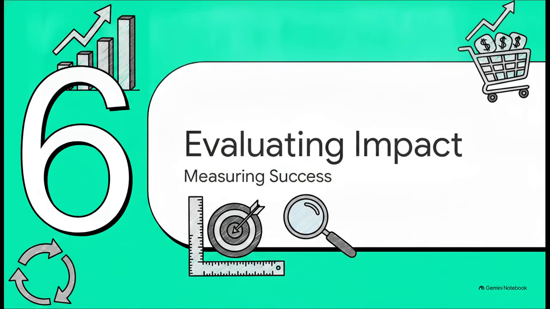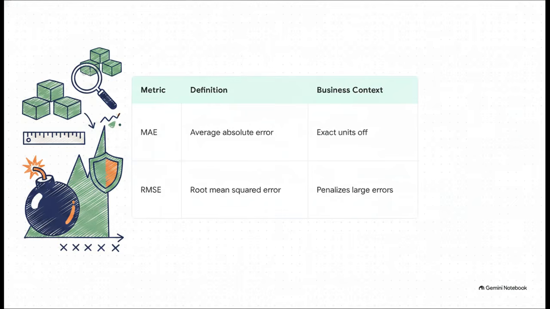Finally, Section 6, Evaluating Business Impact and how we measure success. Ultimately, we have to ask ourselves, does all this heavy data science actually solve the original retail business problem? We evaluate that using specific regression metrics. Mean absolute error, or MAE, is fantastic because it's highly interpretable. It tells the business, on average, exactly how many units the forecast is off by. You can literally walk into a boardroom and say, hey, our forecast is off by an average of 50 units.